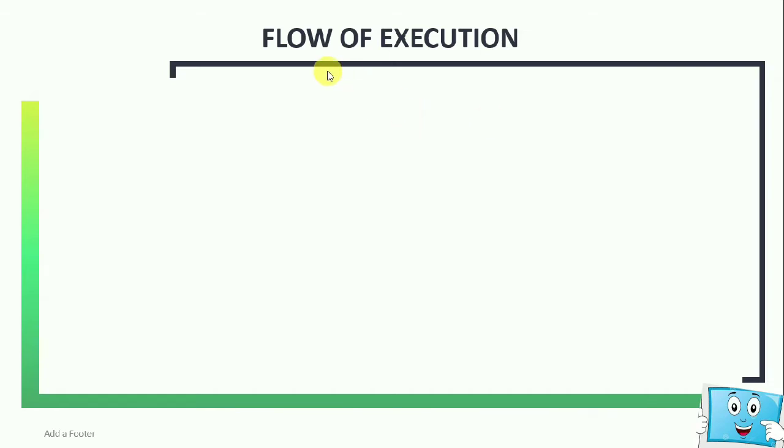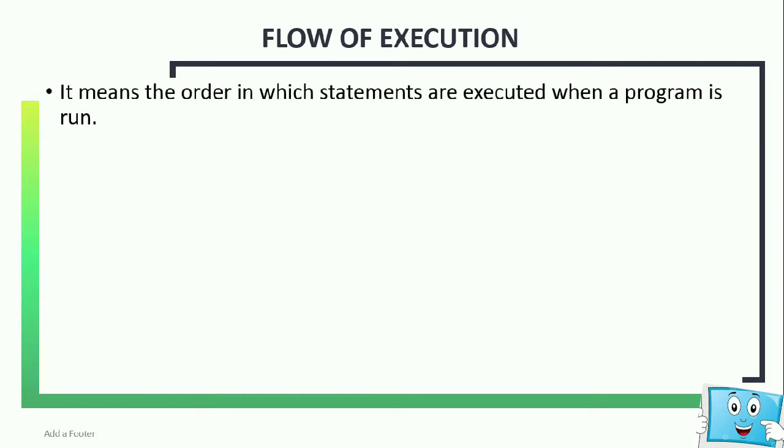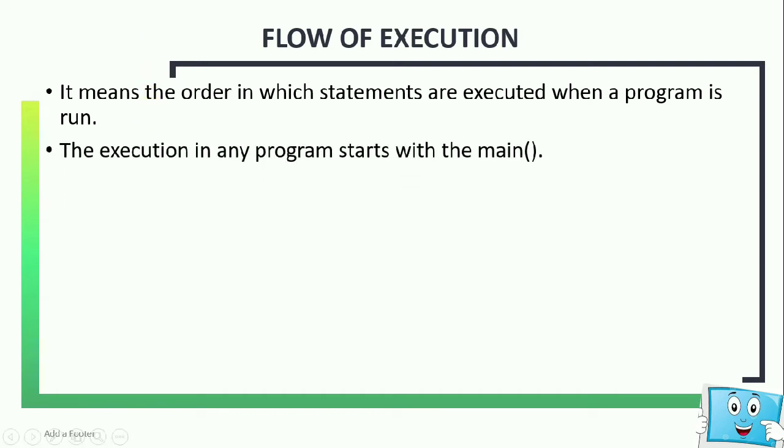So the first topic is flow of execution. It means the order in which the statements are executed when a program is run. That is, when we run the Python program, first which statement will be executed and next which statement will be executed. The execution in any program starts with the main function.